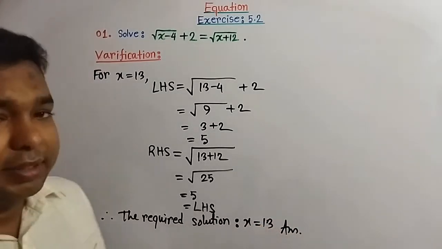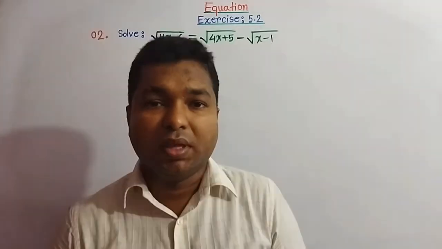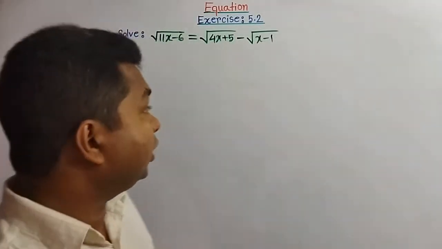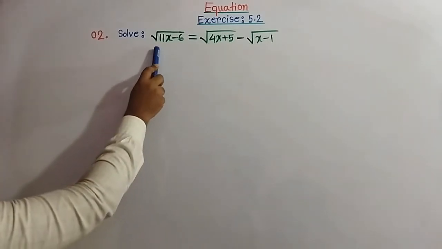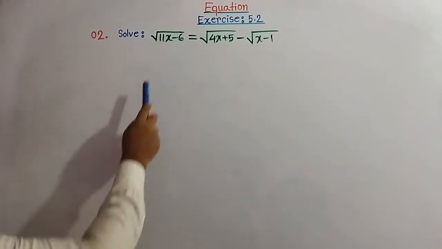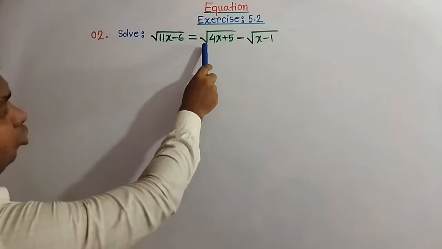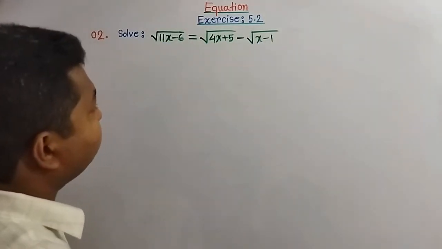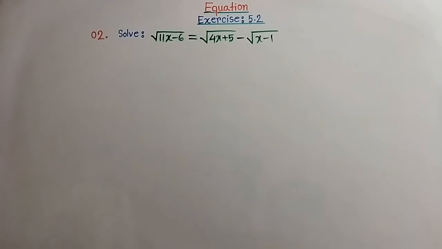Hopefully you all understand this math. My dear students, now you solve question number 2. Here question number 2: solve square root of 11x minus 6 equal to square root of 4x plus 5 minus square root of x minus 1. So we have to find the solution of the equation.